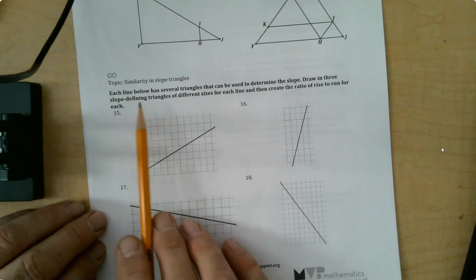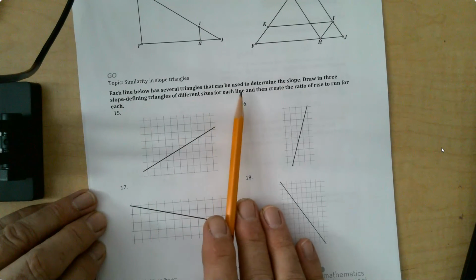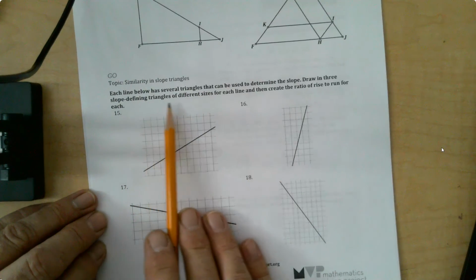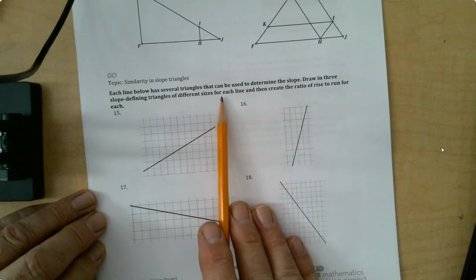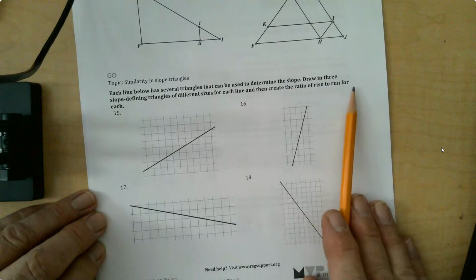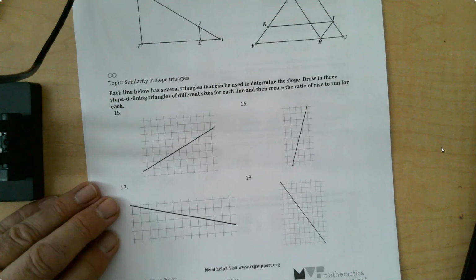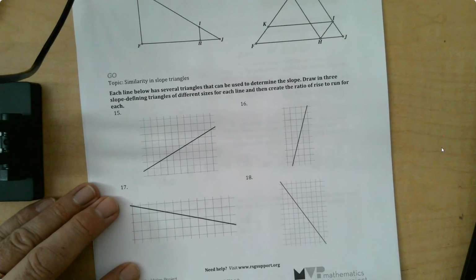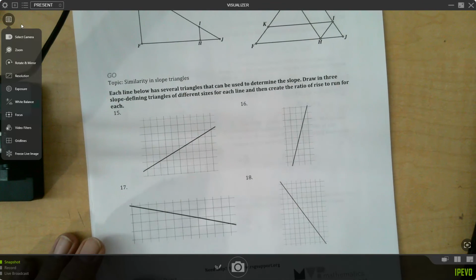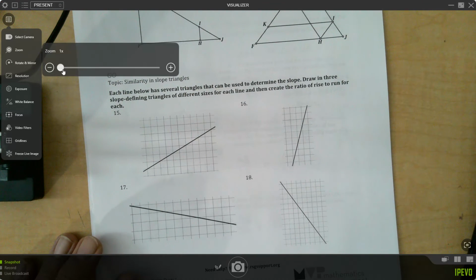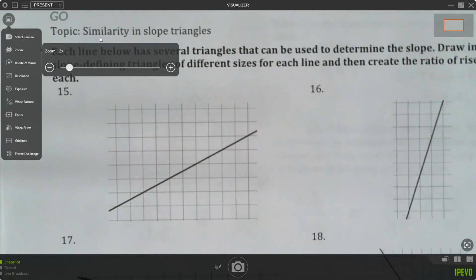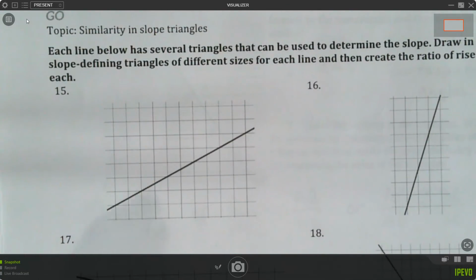So it says here, each line below has several triangles that can be used to determine slope. Draw in 3 slope-defining triangles of different sizes for each line, and then create the ratio of rise to run for each. Now, the best way to make this work is to look carefully at the graph. Can I zoom in on this a little bit, please? I know I can. Yeah, much nicer. All right, you go away for the moment.